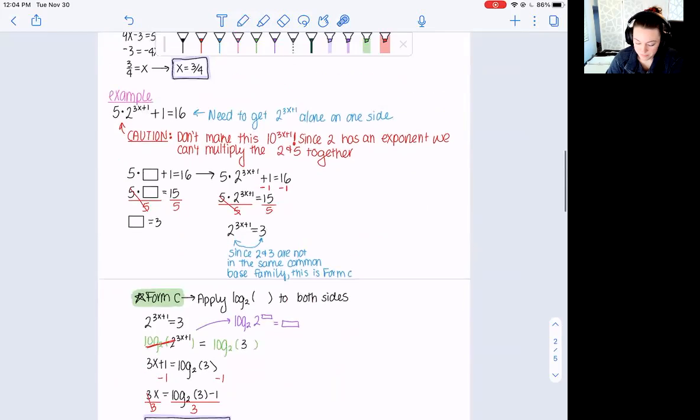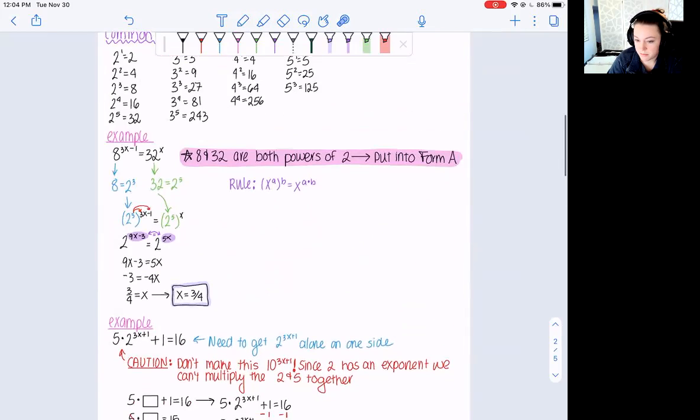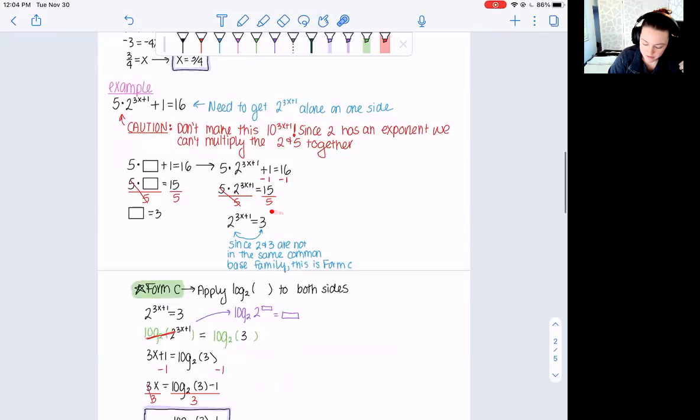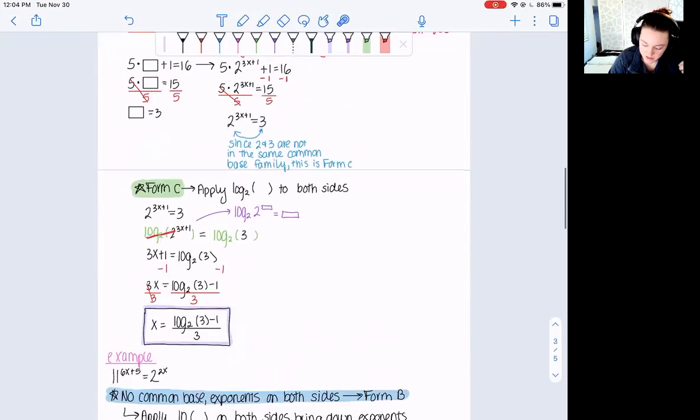There are two things I want to do. I want to redo two of these problems using a different technique so you can see the versatility in solving exponential equations. With this first one here, 8 and 32 were both powers of 2. I put it into form A. We set the exponents equal. We got an answer, right? This isn't the only way to get this answer, and I want to talk about the other way. I also want to talk about this one down here, 2 raised to the 3x plus 1 equals 3. We applied log base 2 to both sides and got an answer, but that wasn't the only way to do it. So let me start with 2 raised to the 3x plus 1 equals 3.